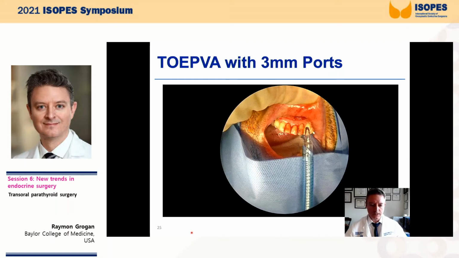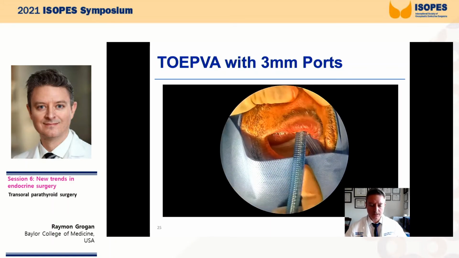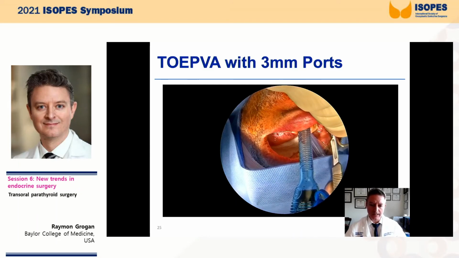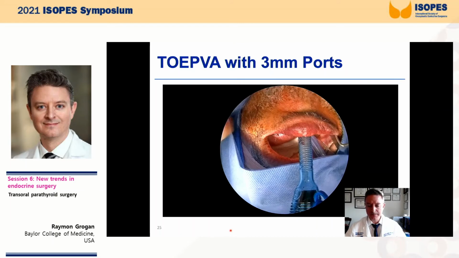Okay, so let me show you how we do a parathyroidectomy with the transoral approach. This is the same patient that we saw with the CT scan. This is a right upper parathyroid deep down in that TE groove. As you can see, it's almost down on the spine.